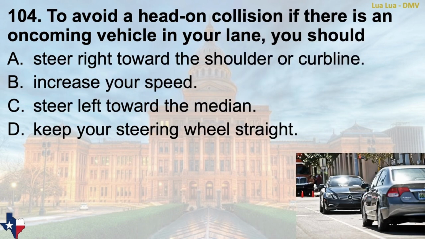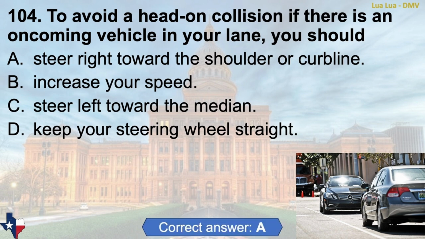Question 104. To avoid a head-on collision if there is an oncoming vehicle in your lane, you should: A. Steer right toward the shoulder or curb line. B. Increase your speed. C. Steer left toward the median. D. Keep your steering wheel straight. The correct answer is A. Steer right toward the shoulder or curb line.